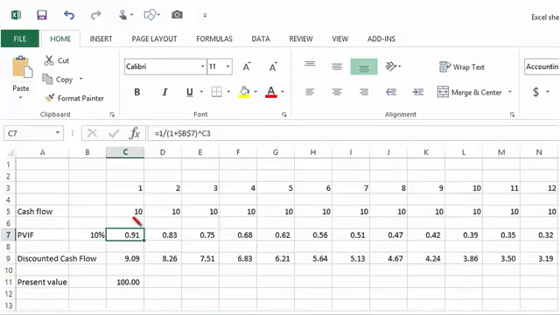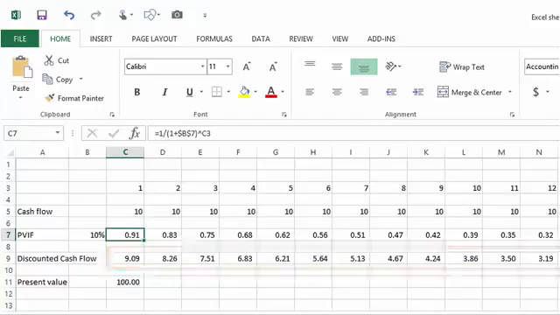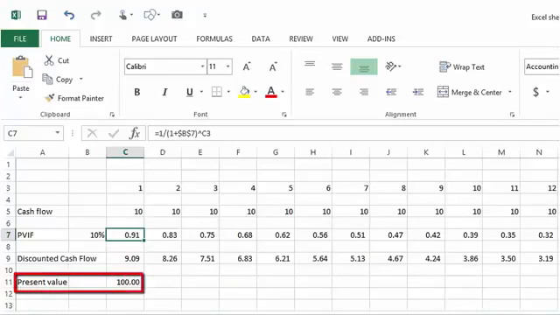Next, multiply the cash flow, the $10, by the discount factor to arrive at the discounted cash flow. Finally, add up all the discounted cash flows to calculate a present value. The result, when rounded, is $100. In fact, if you were to add up all the columns to the right, you would get precisely $100. $100 represents the value of this investment opportunity, and you should be willing to pay me $100 for this promise.